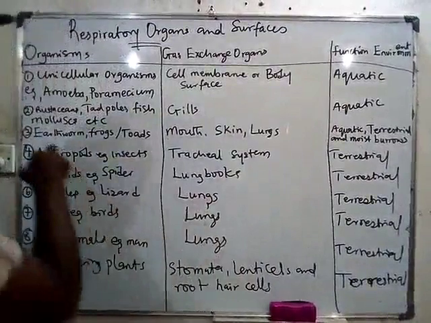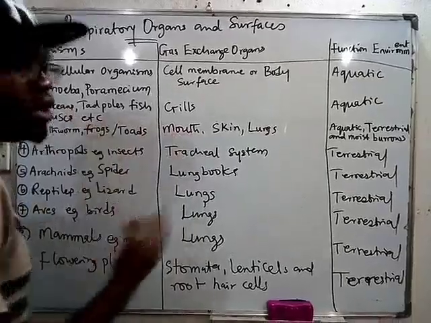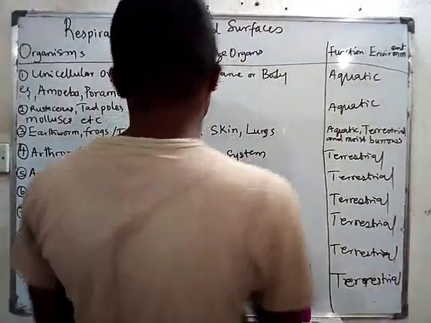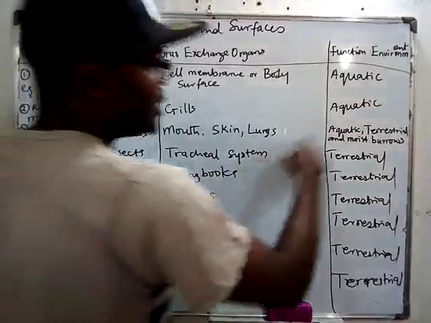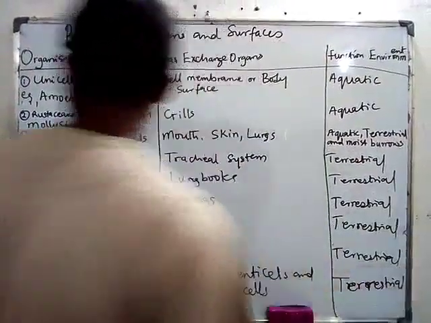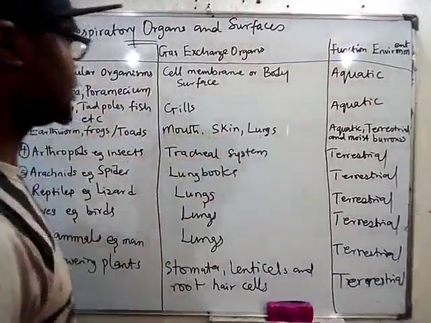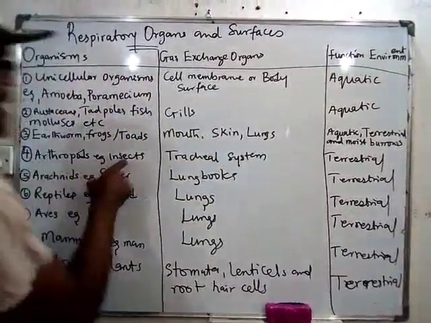They stay in water. Earthworm, frogs, and toads use their mouth, they also use their skin, and use their lungs. And they are either aquatic or terrestrial. They can move between. So earthworm, frogs, and toads use mouth, skin, and lungs. Is that clear?